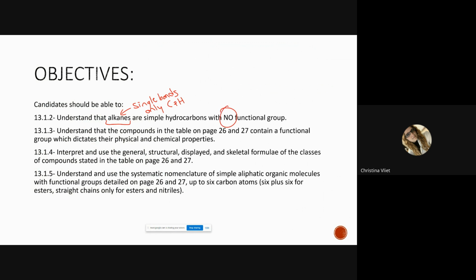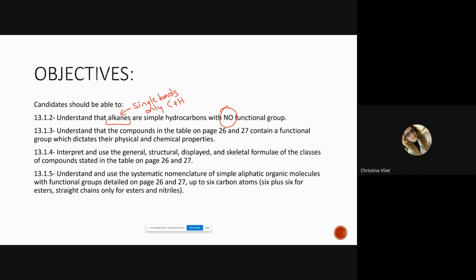I'm the one who bolded or capitalized that, not Cambridge. They didn't yell that at you. That's me. There's no actual functional group on alkanes. Yeah. Alkanes, what you're going to learn, are super unreactive, meaning they are boring and they don't do much. In order to make an organic chemical reactive, you have to have a functional group.